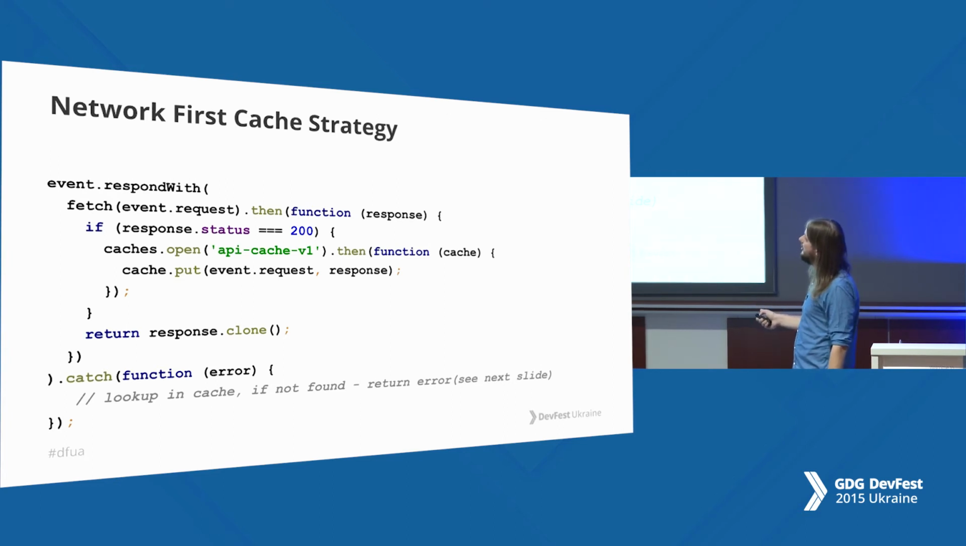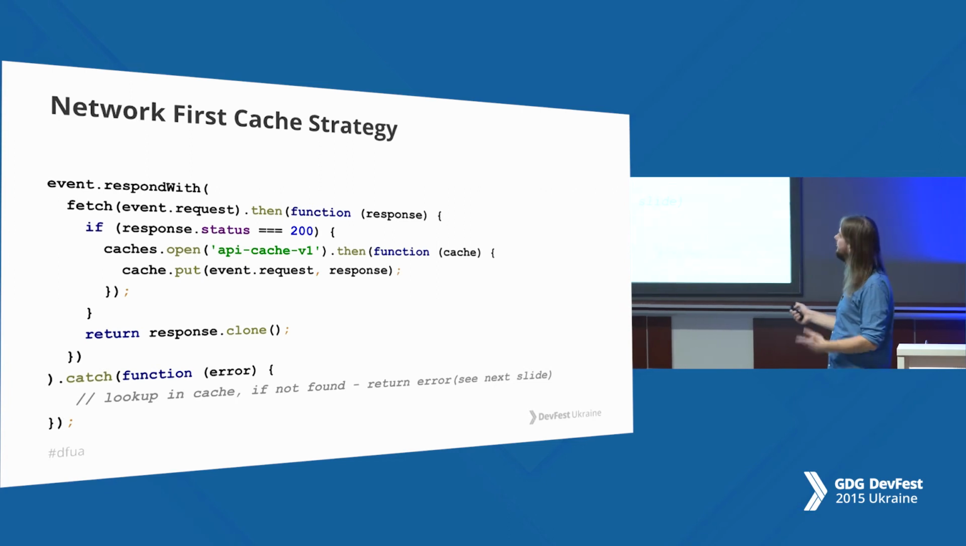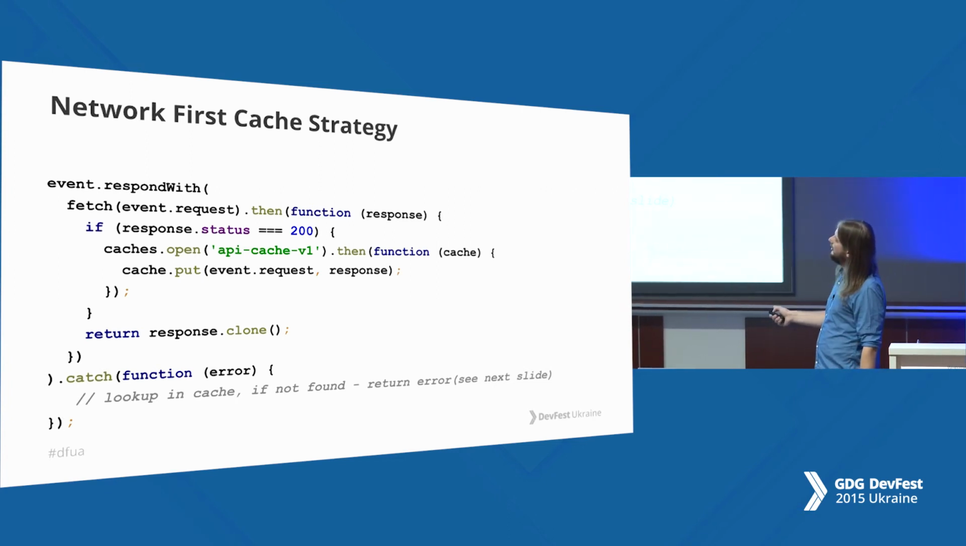status. Then I open our API cache, for example, I called it API cache version 1, and then I put this response to the cache. So the key will be event request. This is the nature of the cache. It has a request as the key and the response as a value. And after I put this to cache, I return response clone.